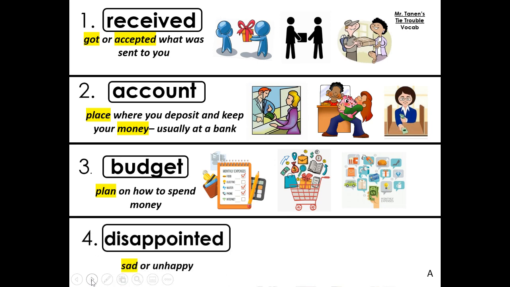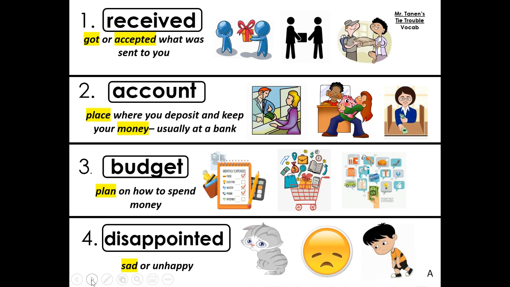Number four, disappointed, sad, or unhappy. So this is a good time to push pause. Make sure you have all four words. And in the second column, make sure you have the synonyms, which are highlighted in yellow. And in the third column, I want you to draw a quick picture or sketch. So do those three things. And when you're finished, well, first push pause. And when you're finished, push play to rejoin the lesson.